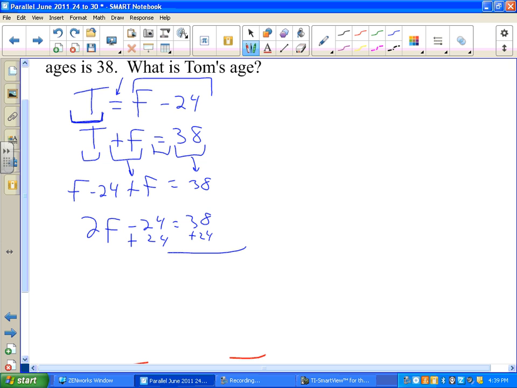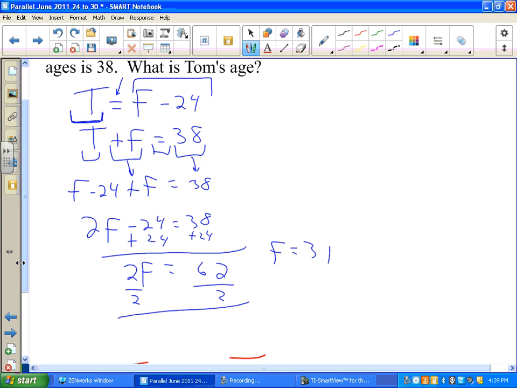I add 24 to both sides. Twice the father's age equals 62. After dividing by 2, I get the father's age is 31.